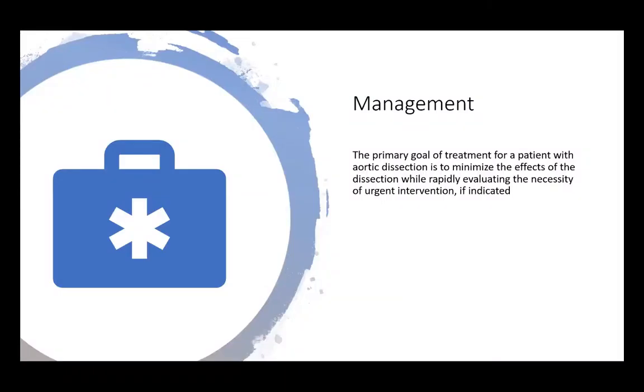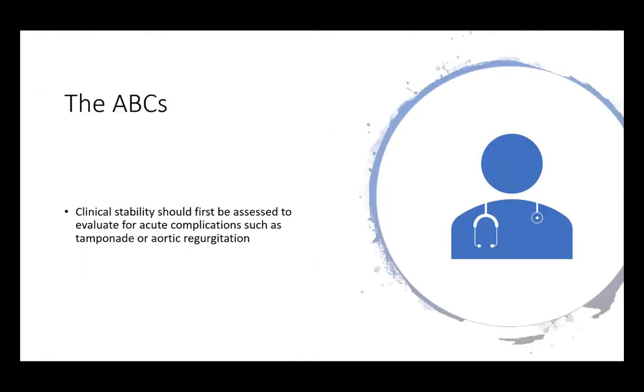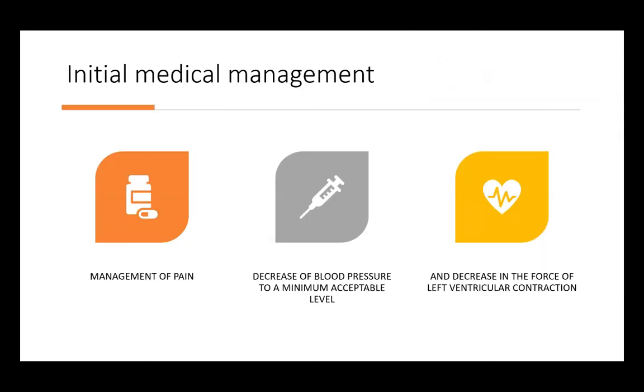Management. The primary goal of treatment for a patient with aortic dissection is to minimize the effects of the dissection while rapidly evaluating the necessity for urgent intervention if indicated. Of course, be mindful of your ABCs whenever you approach any patient. The clinical stability should first be assessed to evaluate for acute complications, such as tamponade or acute regurgitation.